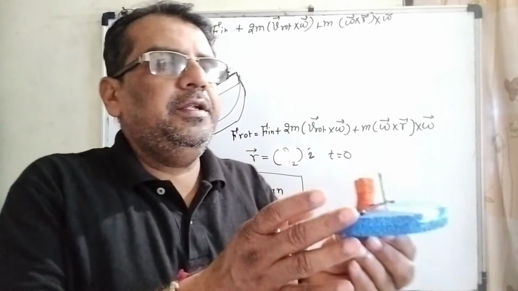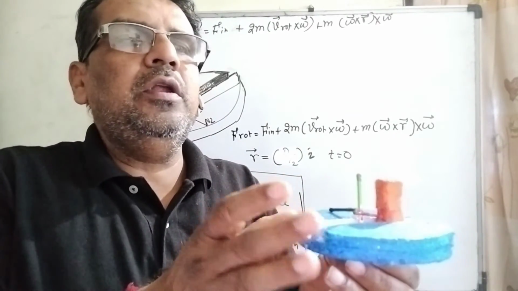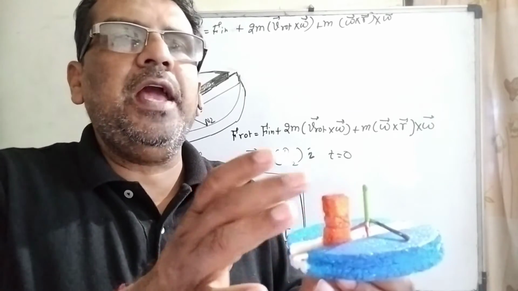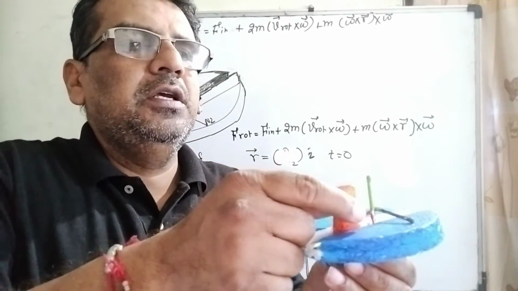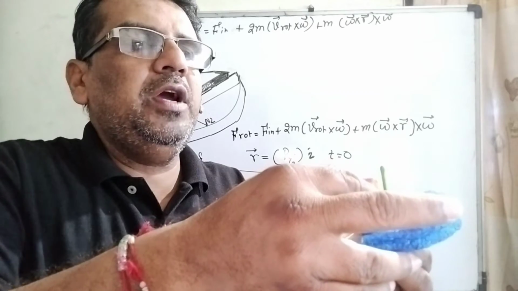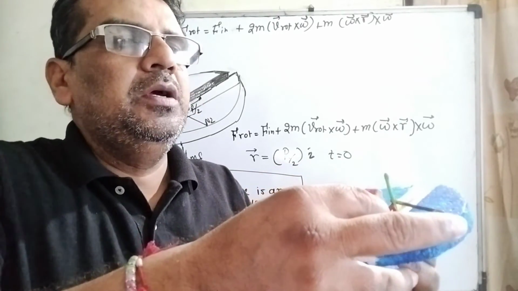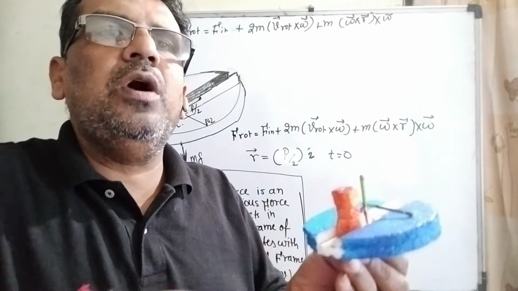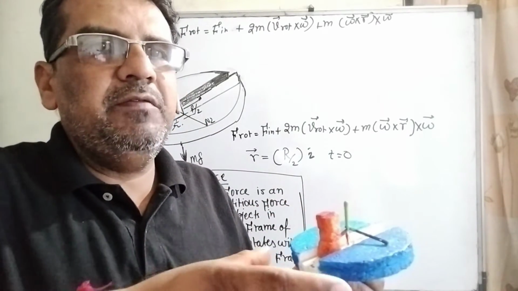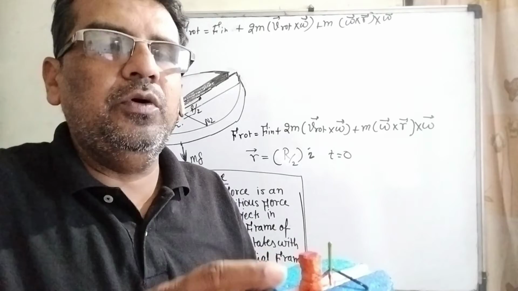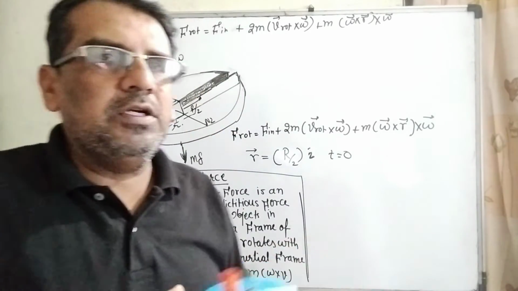When the disk rotates, the Coriolis force is acting on it, and due to this the block is moving away from the center of this disk. Okay, so what is the Coriolis force? You are well known with it from our previous classes, 9th class, Coriolis force.